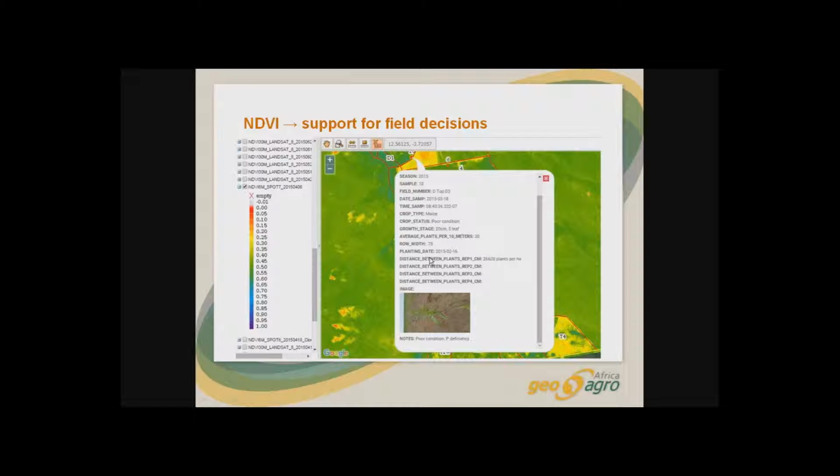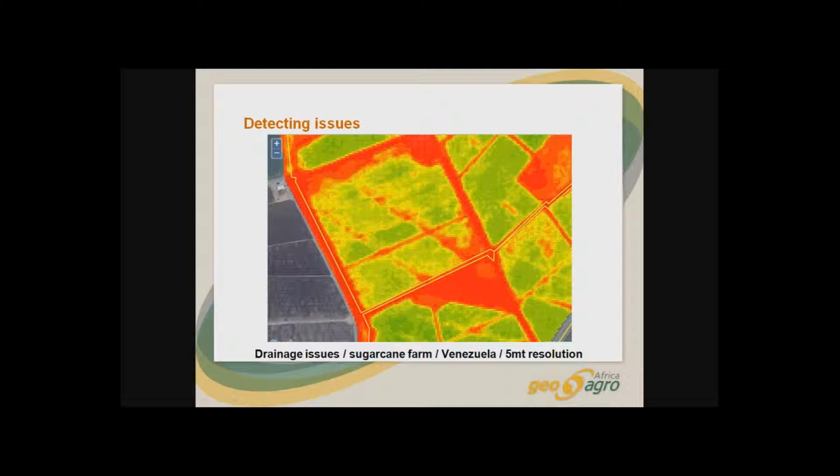And so one of the important aspects is that you define what information you want to capture in the field in order to correlate with the imagery and in order to make useful conclusions. In this case, it was evaluating plant populations. Again, detecting issues. This is a sugarcane farm in Venezuela with 5 meter. So here we can see very clearly the drainage issues. This can guide the field decision. This can help take decisions for the next season.